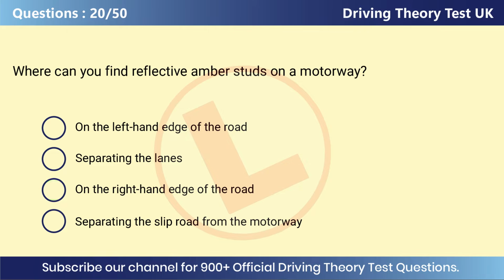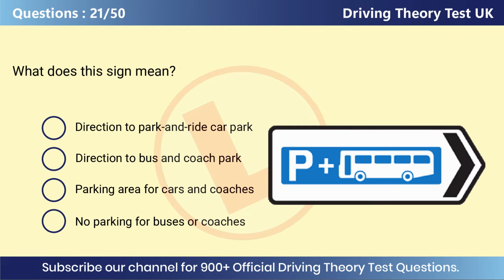C. On the right-hand edge of the road. Question 21. What does this sign mean? A. Direction to park and ride car park. B. Direction to bus and coach park. C. Parking area for cars and coaches. D. No parking for buses or coaches.